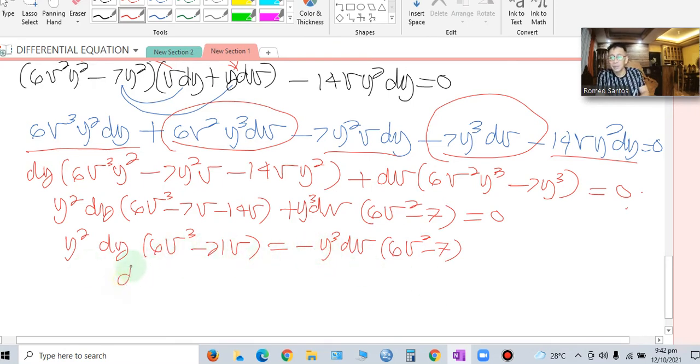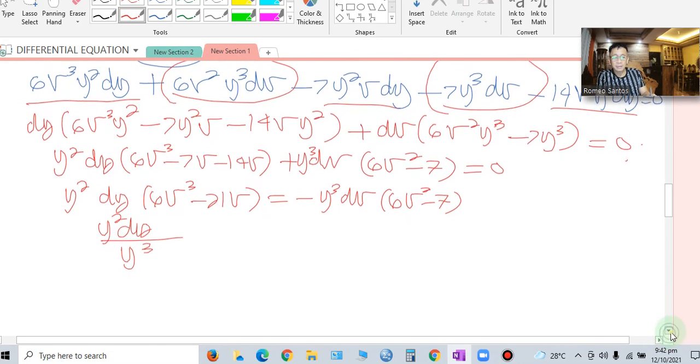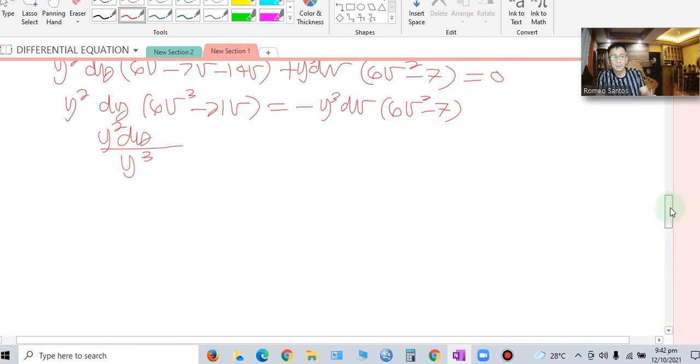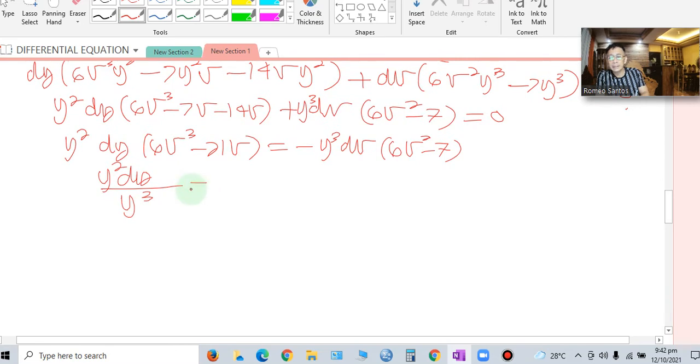So, we have now dy. Of course, may y squared ka dito. Yung ito, punta natin dito. This is y cubed. Okay? So, put tayo ng space. Oops. Ano ba yan? Okay, so this is equal to yung db ito. So we have 6b squared minus 7. Copy lang natin db over ito. I-cross multiply natin. So we have 6b cubed minus 21b. Okay? Yan.